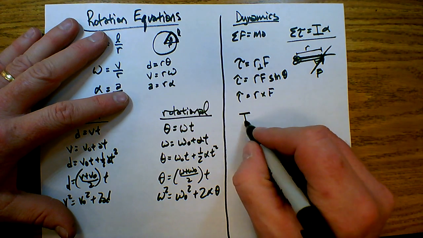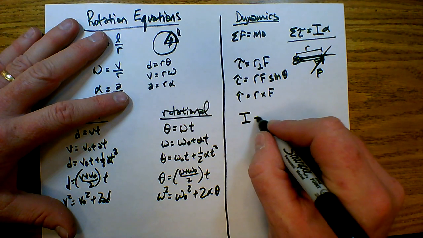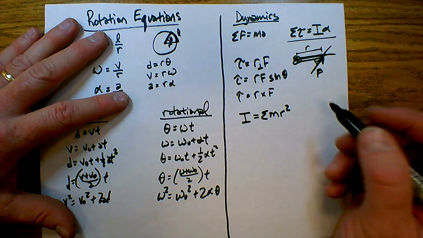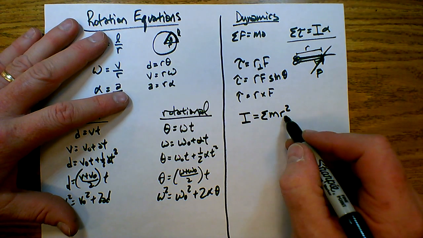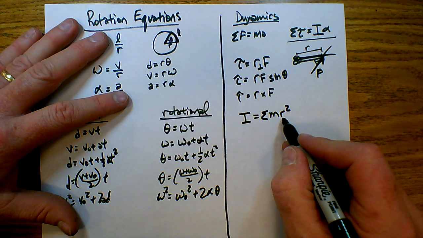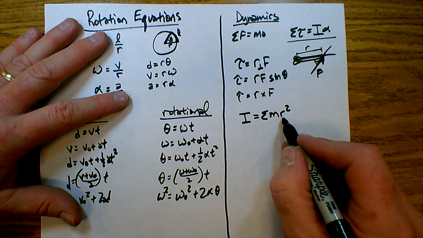Inertia. We need to talk about that for a second. Inertia is defined as the sum of m times r squared. So for particles, I simply take m r squared for each particle and add them together. R is the distance from the axis of rotation to the location of the particle.